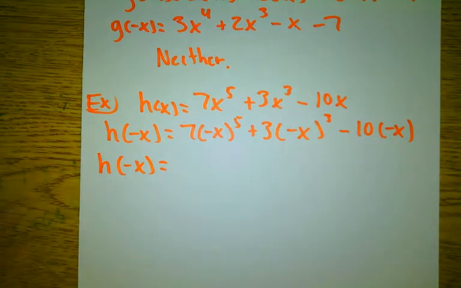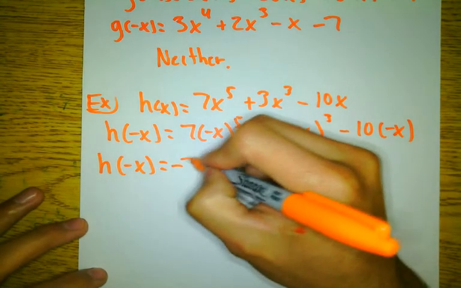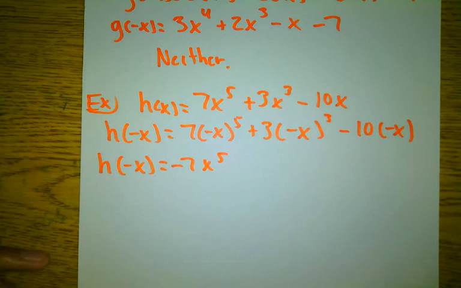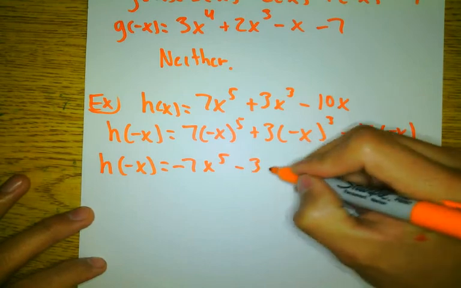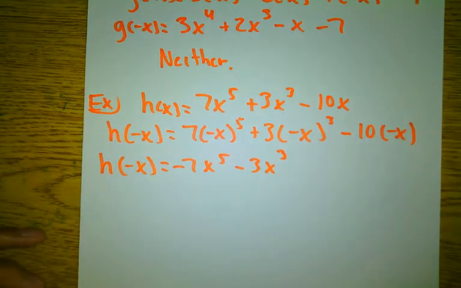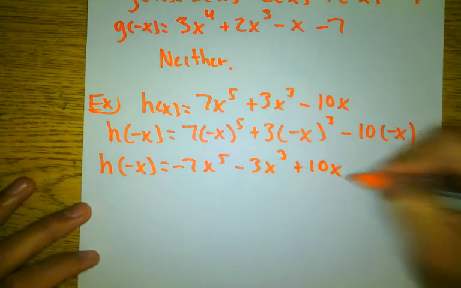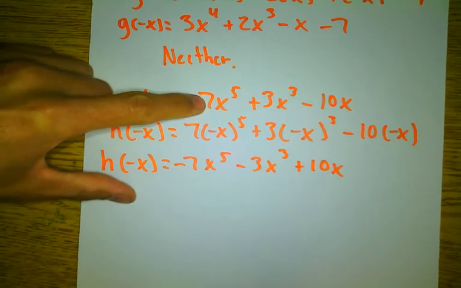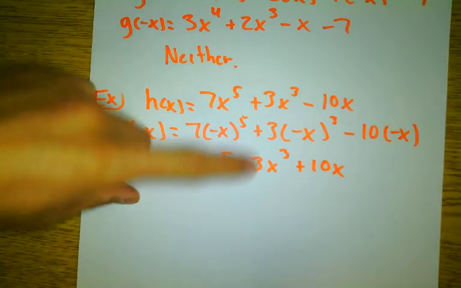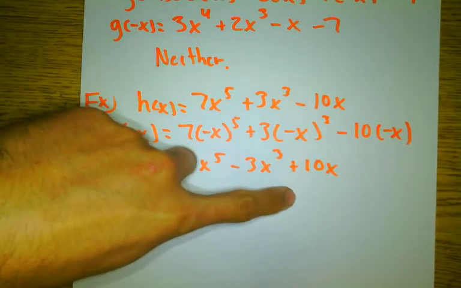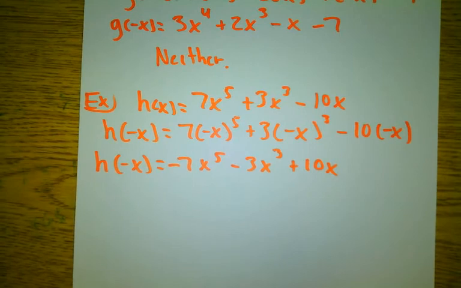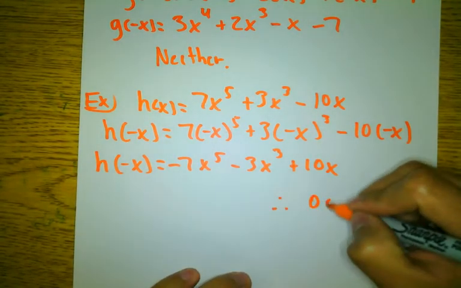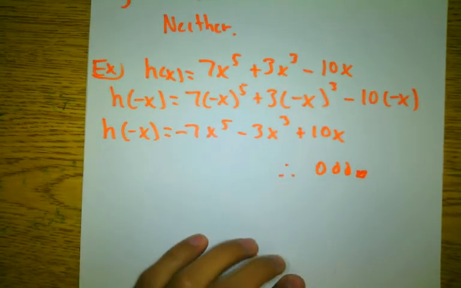What would happen to the first term? It would become a negative 7x to the 5th. What would happen to the next term? Negative 3x to the 3rd. And what would happen to the last term? Plus 10x. Now it's time to interpret the results. Originally we had a positive, now it's a negative. Positive, now it's a negative. Negative, now it's a positive. Therefore, since everything switched, we have an odd function. Cool?